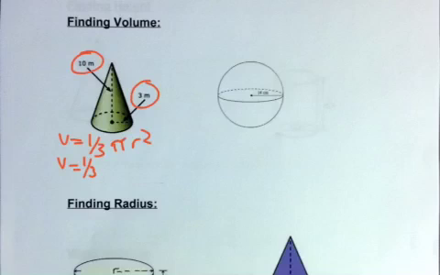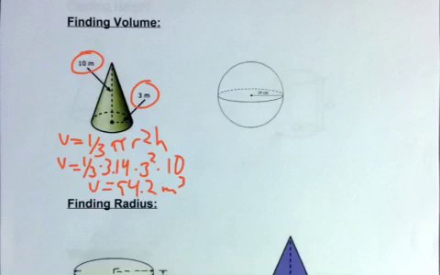V equals 1/3 times 3.14, oops, forgot my h there, times r squared, which is 3 squared, times my height, which is 10. So now take your calculator and enter in the fraction. All you have to do to enter in the fraction is hit the number 1, then the fraction button, which is a couple spaces above the 7, put the 3 in, times 3.14 times 3 squared times 10, and you end up getting the volume equals 94.2 meters cubed.